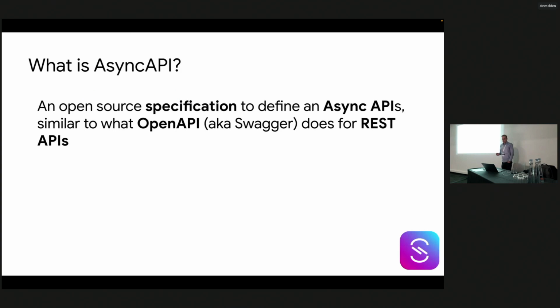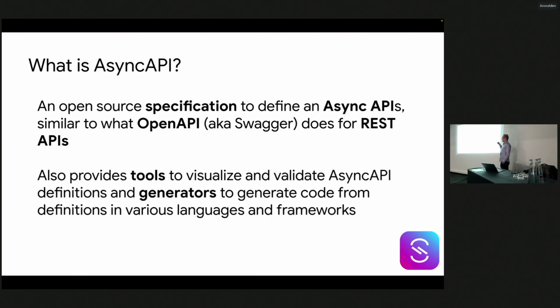AsyncAPI is an open source specification to define async APIs, similar to what OpenAPI does for REST APIs, right? We had OpenAPI for a while for REST, and AsyncAPI is its cousin to document event-driven services. But it's not only a specification, it's also tools. Once you have the specification, you can use tools to visualize it, and tools to validate the definition and make sure it's a valid specification. You even have generators to generate code from that specification. These generators are in different languages and support different kinds of formats. Again, not all combinations are supported, but at least there's basic support to generate some code from it.